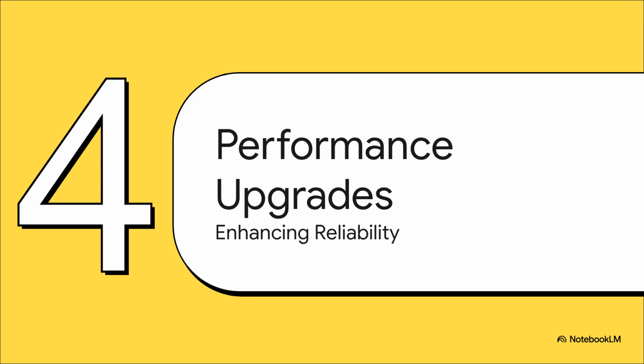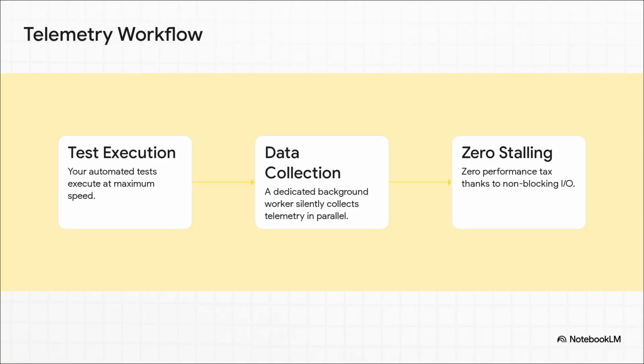Let's move into our final area, Section 4, Performance and Reliability Upgrades. One of the most vital, unseen upgrades in this release is how the tool actually handles its own data. Historically, collecting telemetry meant your main execution thread had to literally pause, report the data, wait for confirmation, and then finally resume. Essentially, you were heavily taxing your pipeline speed just to get logs.